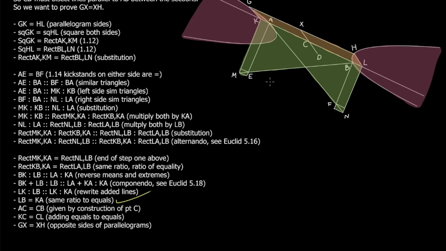And AC is equal to CB because we constructed the point C so that it would bisect the diameter AB. So of course AC is equal to CB. So we're going to look at LB and KA, which we've just proven equal, and AC and CB, which we've also just proven equal. So that must mean that KC must be equal to CL, because we're adding equals to equal things.